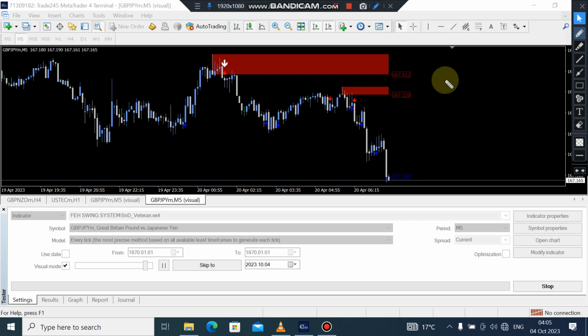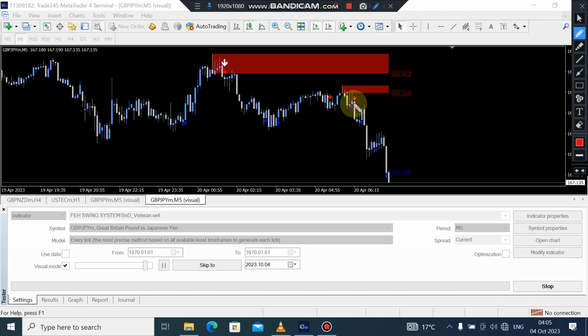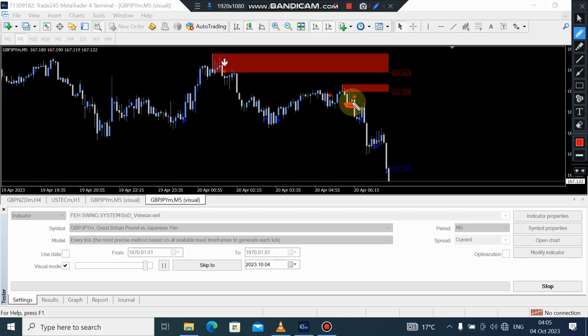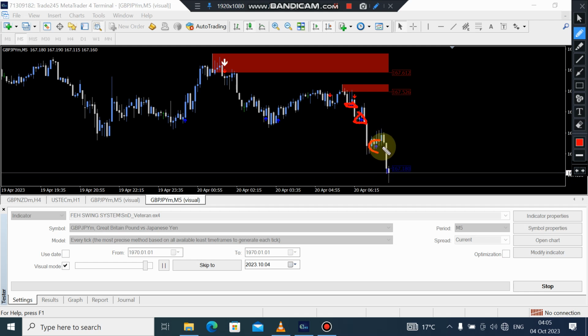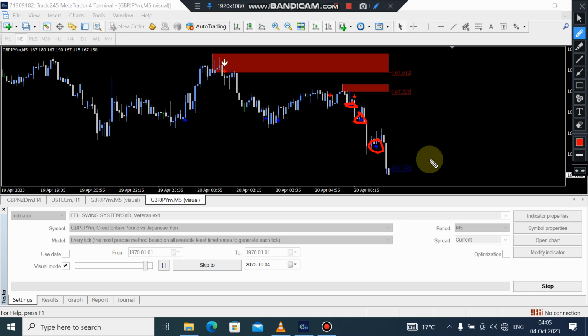Can you see here? If you had bought here based on this blue arrow, you would have lost. If you had bought here, you would have lost again. If you bought here, you would have lost again. Hence I'm saying it's not about the arrows, it's about the strategy that I'm sharing with you. You will see when we get a buy signal.